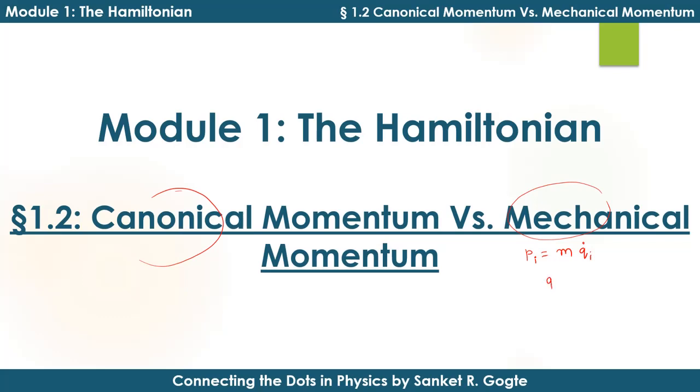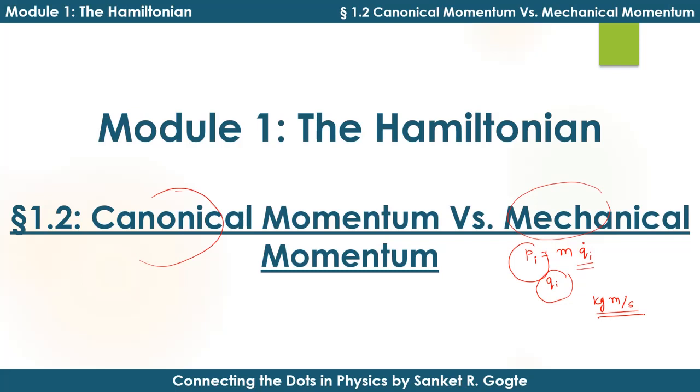Since q may not have dimensions of length, it may happen that p also doesn't have the dimensions of momentum, where the dimensions of momentum are kg meter per second. So it may happen depending on what the generalized coordinate is. Generalized velocity will have different dimensions than velocity, and in that case mechanical momentum will have different dimensions than the momentum itself, which is kg meter per second.